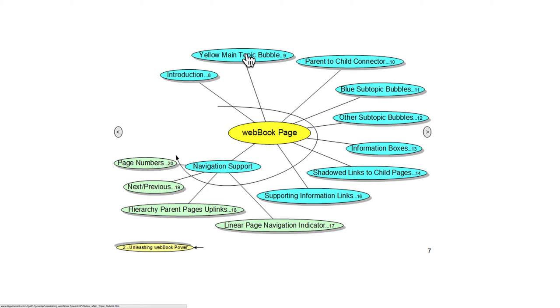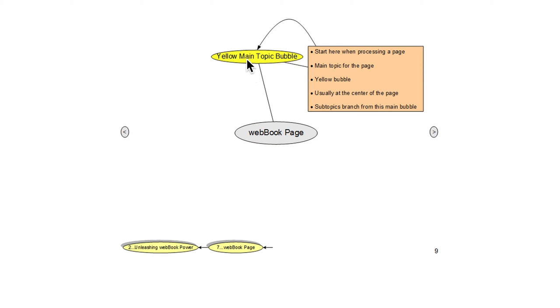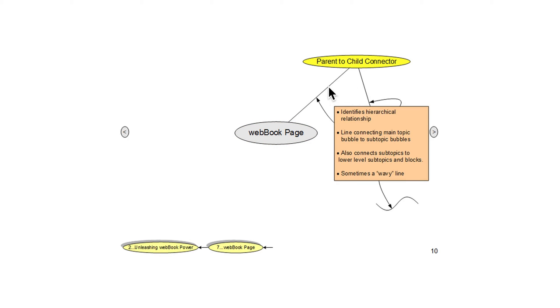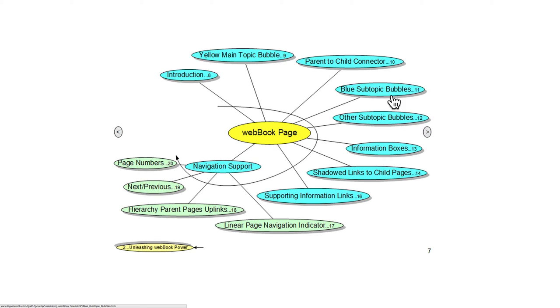Central to the webbook page is the yellow main topic bubble. You start here when you're processing a page. It's the main topic for the page. It's yellow, usually at the center of the page, and subtopics branch off of that main bubble as they do here. Next is the parent-child connector. These are lines which identify the hierarchical relationships connecting the main bubbles to subtopic bubbles, and then subtopics to lower level bubbles or lower level boxes and bubbles. Sometimes it's a wavy line.